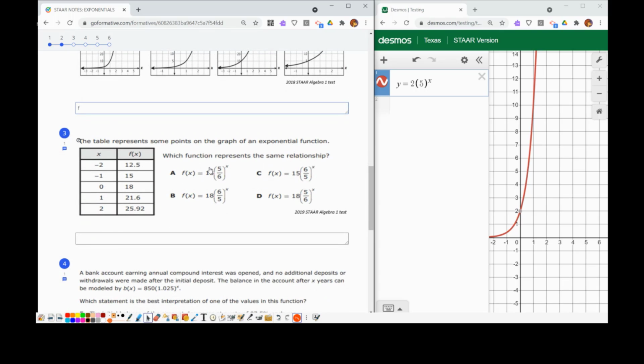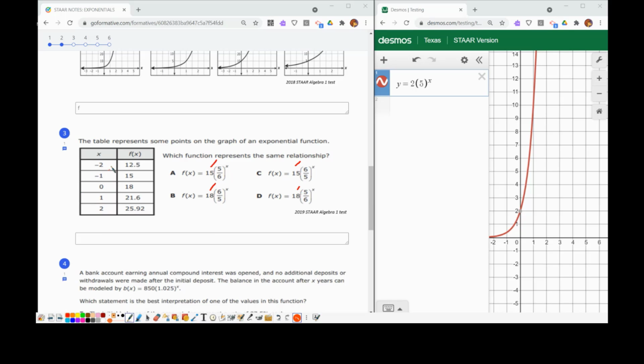Next problem. Off the bat, I can see that I'm going to have exponential functions because I see this as my multiple choice. And I'm given a table. And I see on the question that says, which function represents the same relationship? Well, I always like to look at the y-intercept first. So I see that the y-intercept here is 15, and here it says 18. Same here, 18, and here's 15.